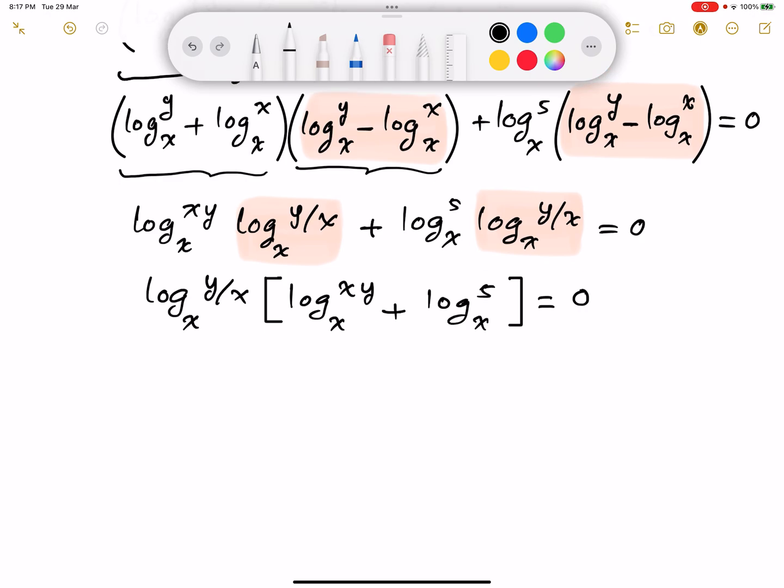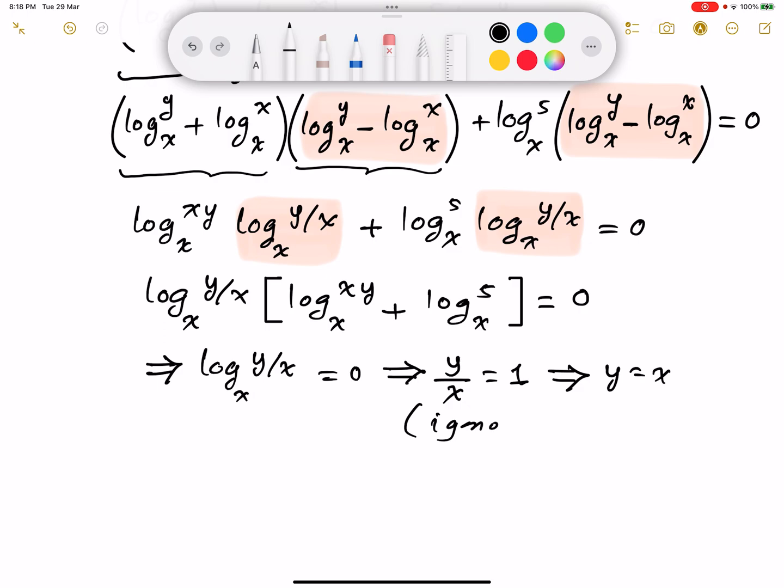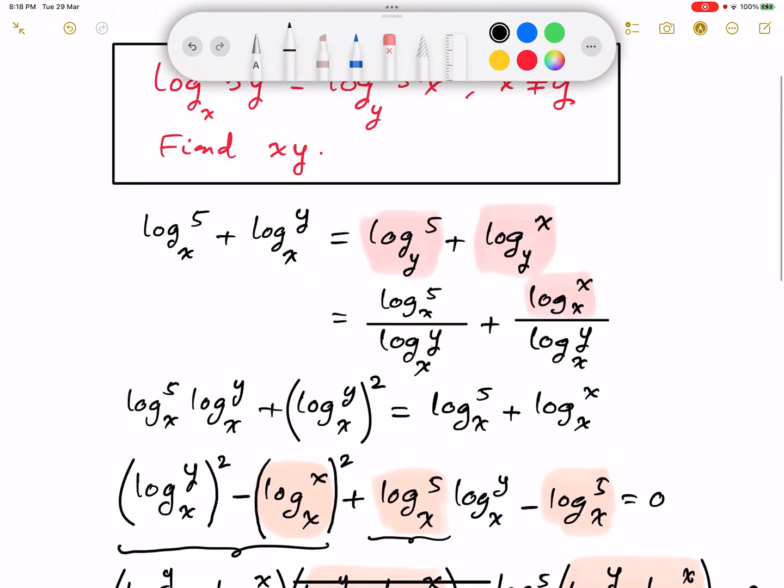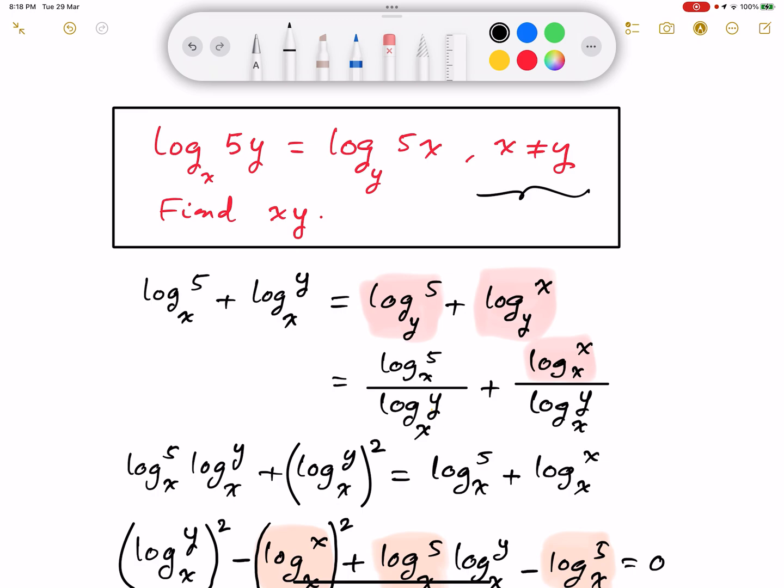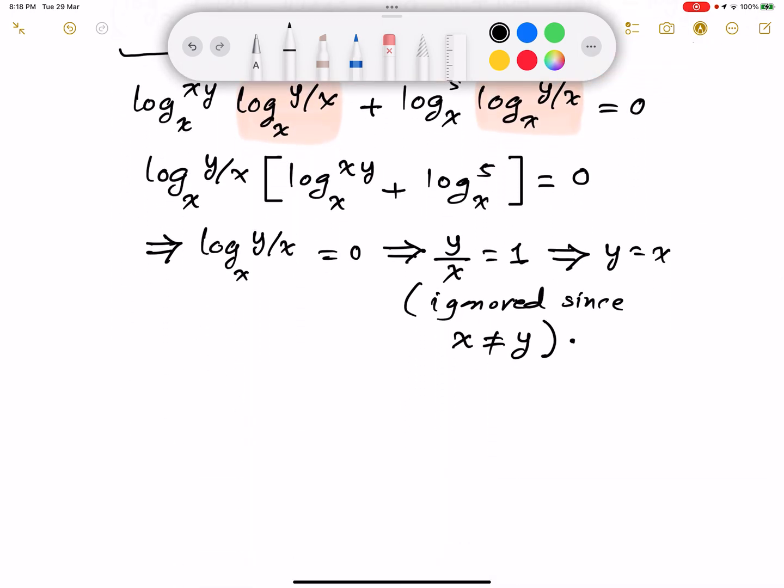Now for this final term to be equal to 0, either the first term is equal to 0 or the second term is equal to 0. So the first term, logarithm of y divided by x base x, is equal to 0. That means that y divided by x is equal to 1, and that means that y is equal to x. And this is basically ignored. Why? Because x is not equal to y as per the information given in the question. If we go back, it says here x is not equal to y. So this solution is ignored.